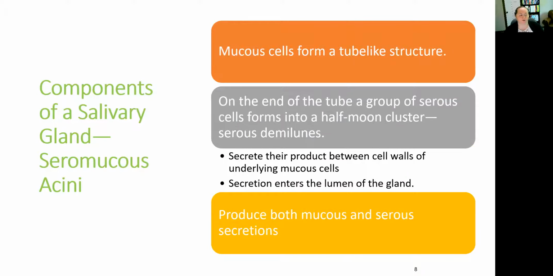Now we have our seromucus. I think the video shows it really well, but you're going to see the mucus cells on the end part of it, and then you're going to see the serous farther down. So on the end of the tube is a group of serous cells that form a half-moon cluster, serous demilunes. I'm sorry, I think I said that backwards earlier. They secrete their product between the cell walls of the underlying mucus cells. Secretion then enters the lumen of the gland, which is then squeezed out.